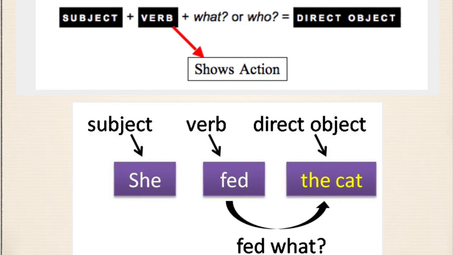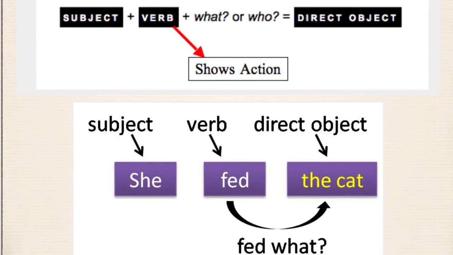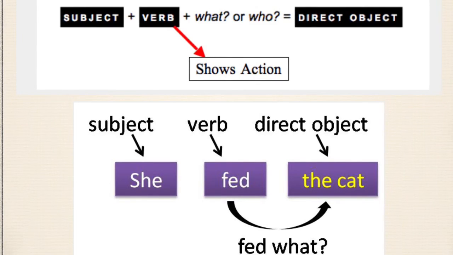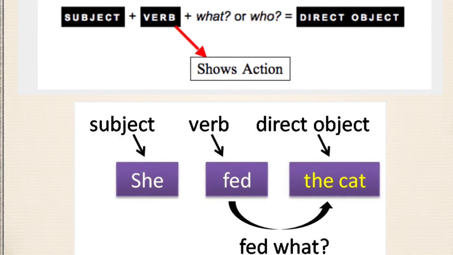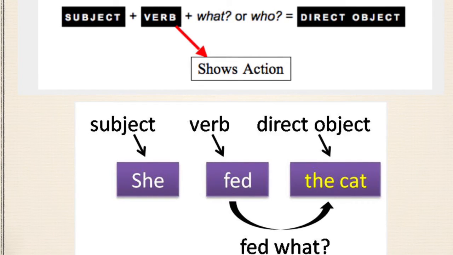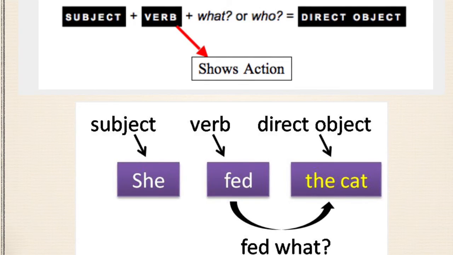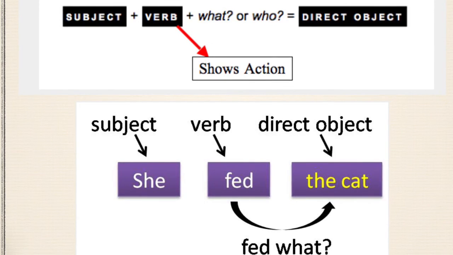So let's take a look at the sentence below. She fed the cat. She is the subject. Fed is the verb. And fed what? What did she feed? She fed the cat. So the cat is the direct object. This cat is the direct object because the transitive active verb fed transfers its action, feeding, to the object, the cat.